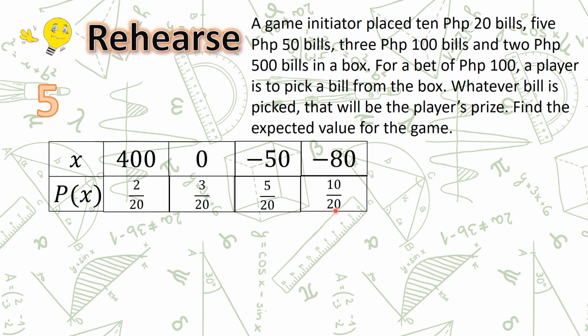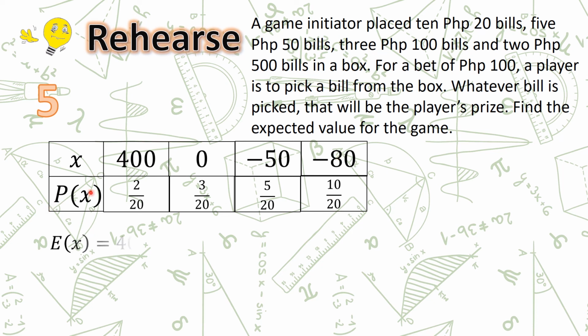Do not forget to check whether your probability distribution satisfies the requirements. Let us add all the probabilities. That will be 2 plus 3, 5, plus 5, 10, plus 10, 20 over 20. That is equal to 1. No negative probability, no probability exceeds 1, then the probability distribution is correct.